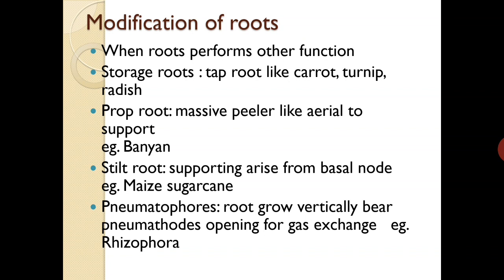So there is difficulty for these plants near the seashore to respire in the water. So these roots come up over the ground surface. They grow vertically, and the openings present in that root are for gaseous exchange. An example of such plants is Rhizophora plants. It is found near the seashore.